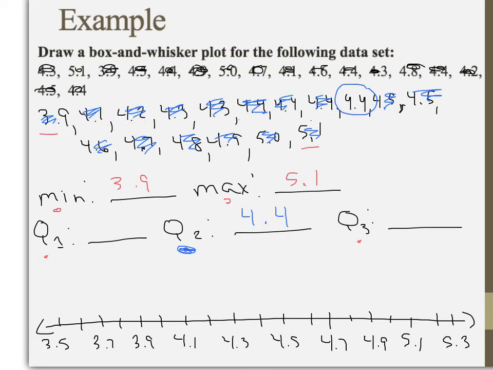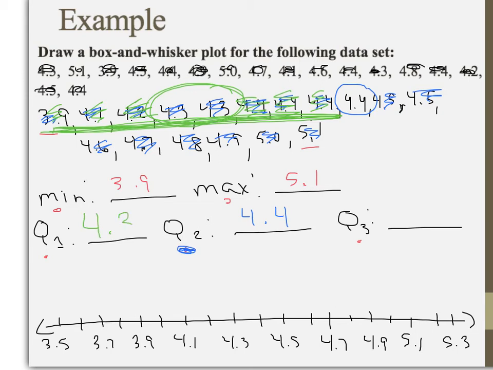Okay, now we're going to find quartile 1. So we're going to look at this data that's below Q2, which is the median of our whole set, and we're going to find the median of this data. So we're going to mark out until we get to the center. Okay, and notice we have two 4.3s in the center. So that means quartile 1 is going to be 4.3.